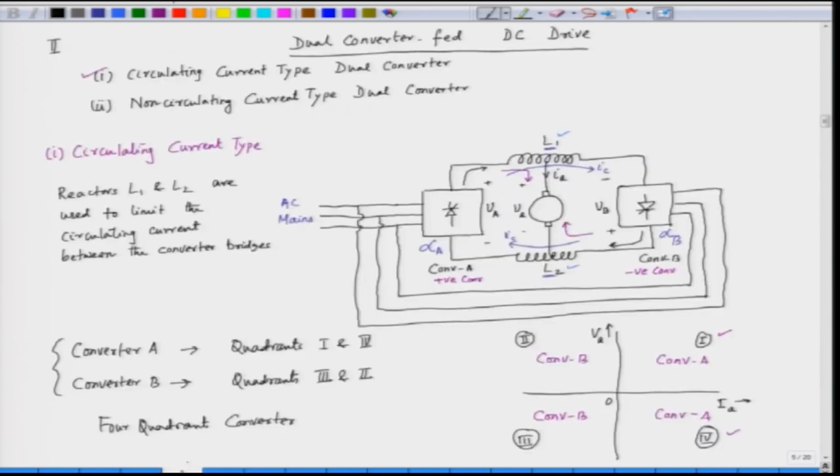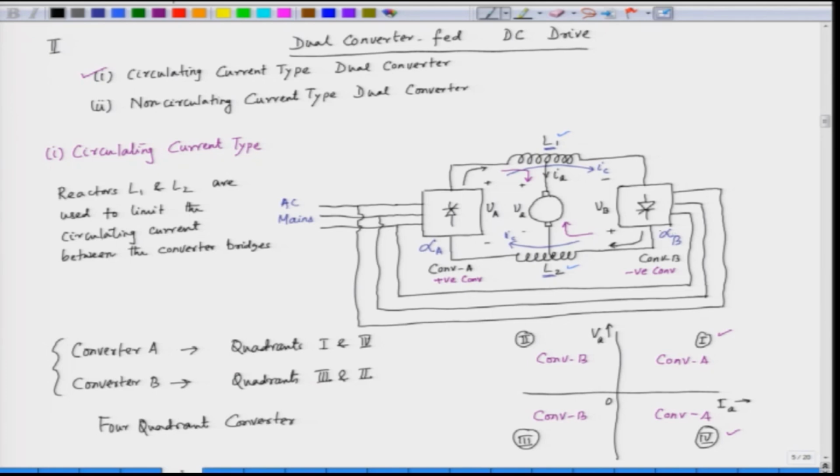So, one thing is very important, that when we are talking about forward motoring and forward braking, the voltage V A is positive. This is positive voltage. So, which means the motor is in the forward condition. So, V A and V B will be positive. So, alpha A will be from 0 to 90 and alpha B from 90 to 180.